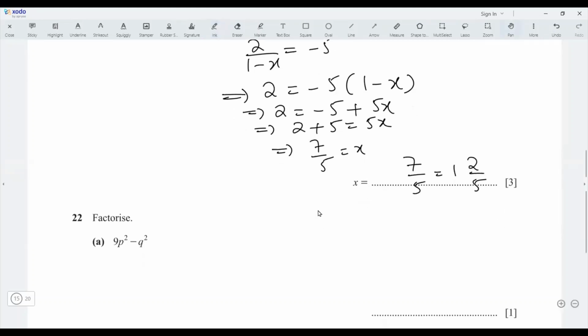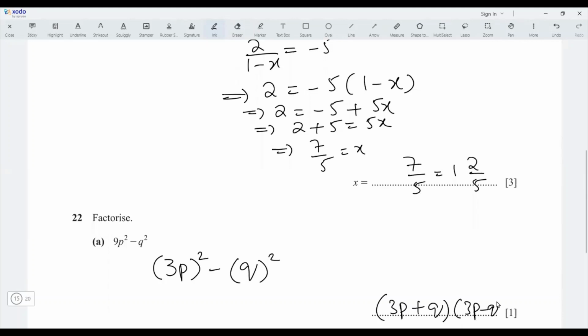So moving ahead to the algebra question: if two terms are squared and in between there is a negative sign, we can apply the identity a squared minus b squared. 9 is the square of 3, p squared is the square of p, and q squared is the square of q. So we can write it as 3p plus q times 3p minus q, because a squared minus b squared results in a plus b times a minus b.